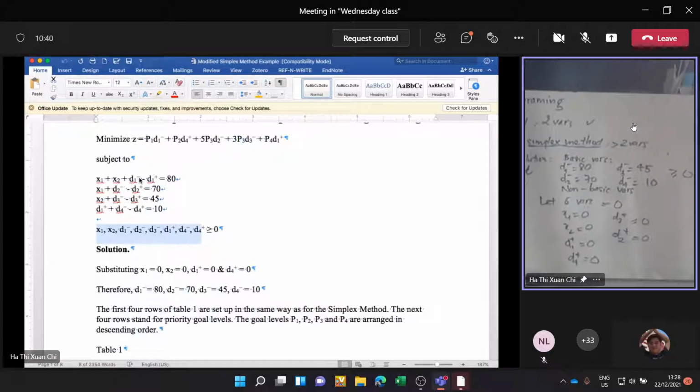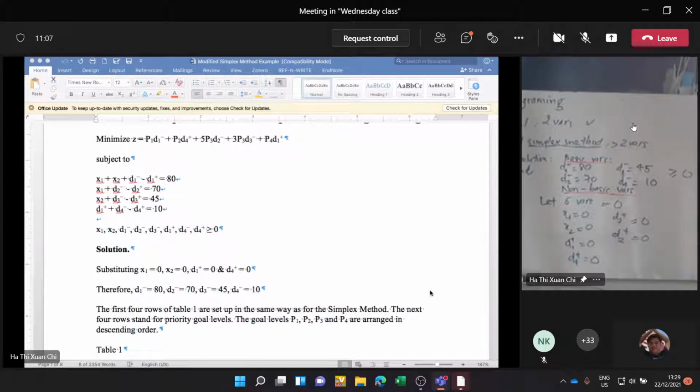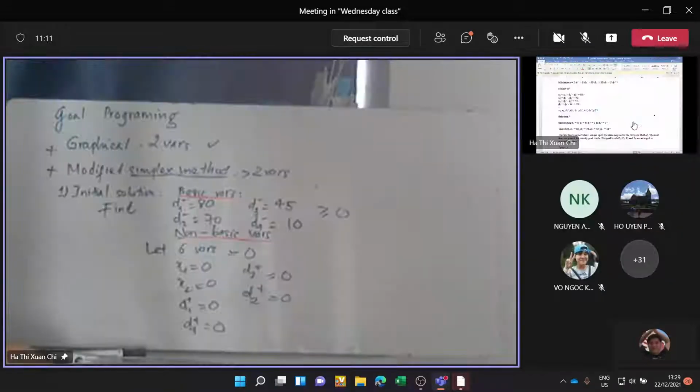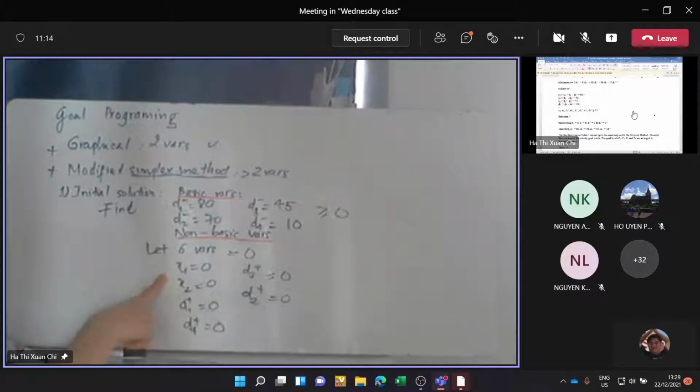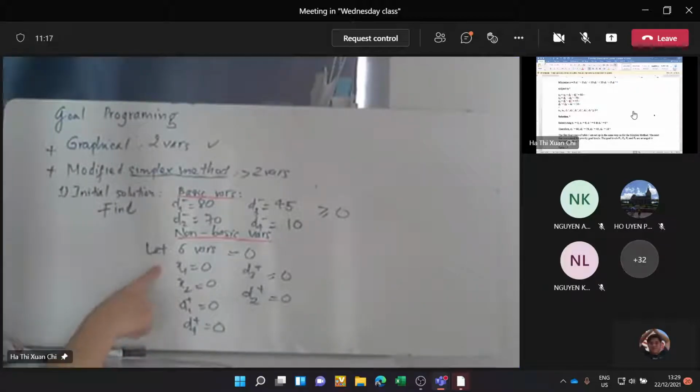Everyone, any question in this? Any question in here, everyone? You remember? So why we select 6 variable here? Can I select other variable? My question. Hello, everyone. If I select different variable here, is this okay or not?